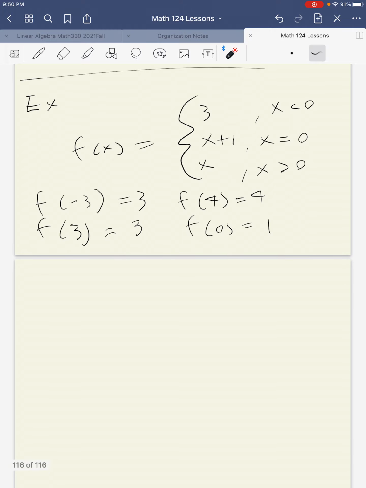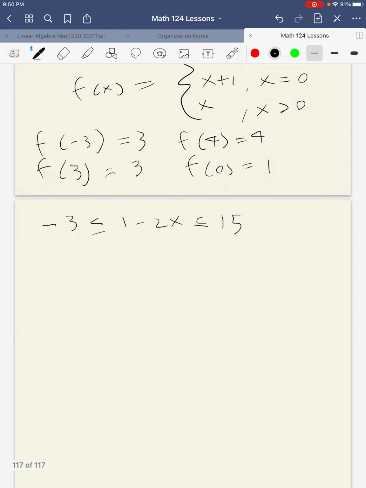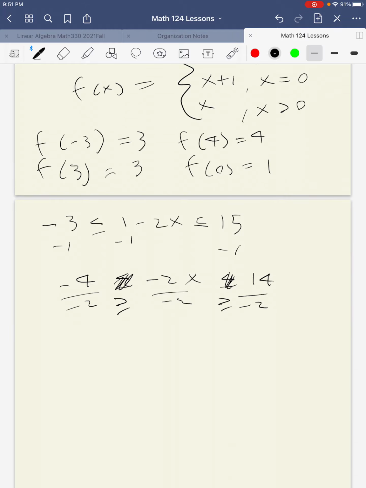Okay, now let's maybe look at a few inequality problems. Let's do -3 less than or equal to 1 minus 2x less than or equal to 15. So if you see an inequality like this, the goal is to sandwich the x in the middle. So let me minus 1 to all 3 sides, and I have -4 less than or equal to -2x less than or equal to 14. Okay, now I could divide -2 to all sides, but if I do that, I have to flip these symbols. Remember that property.